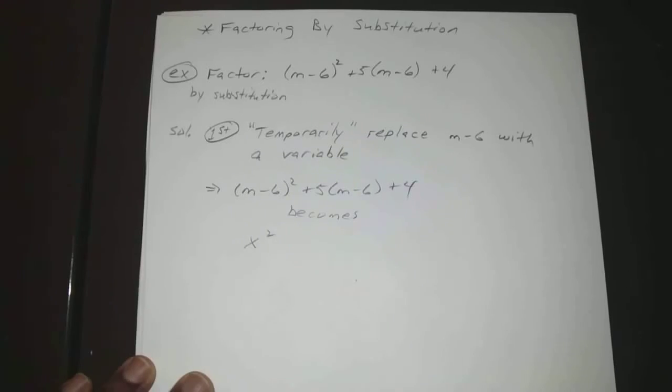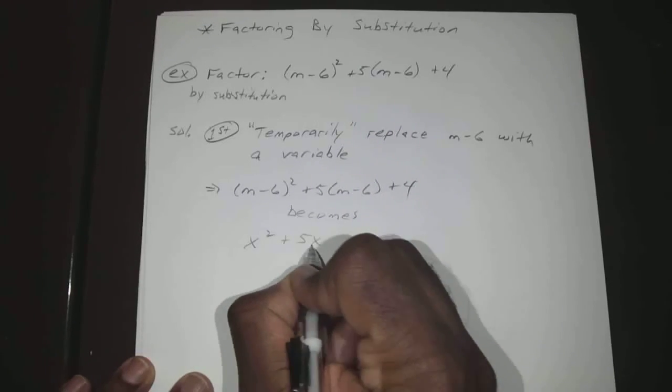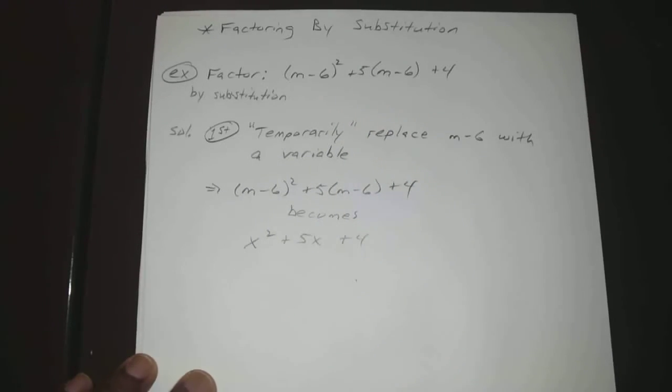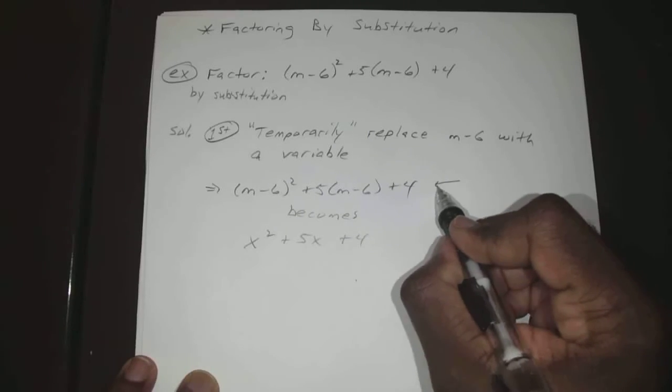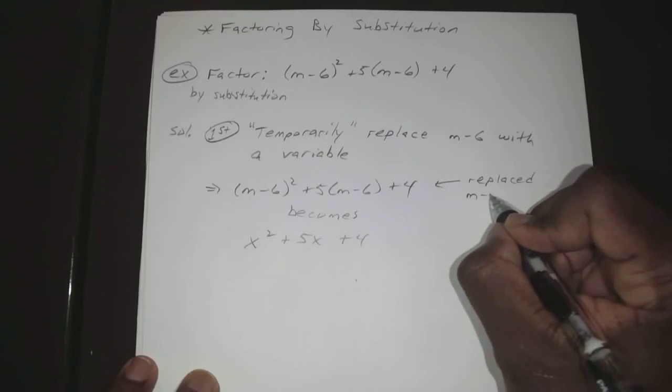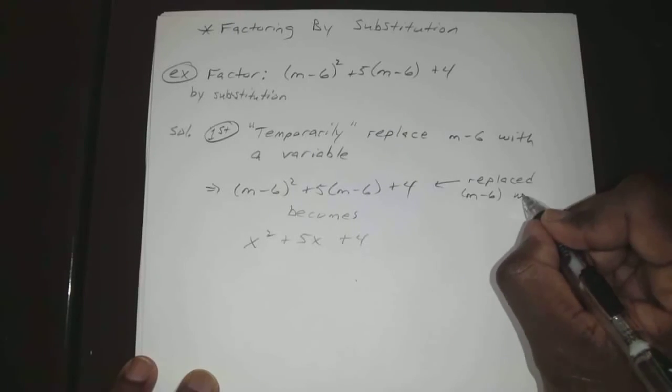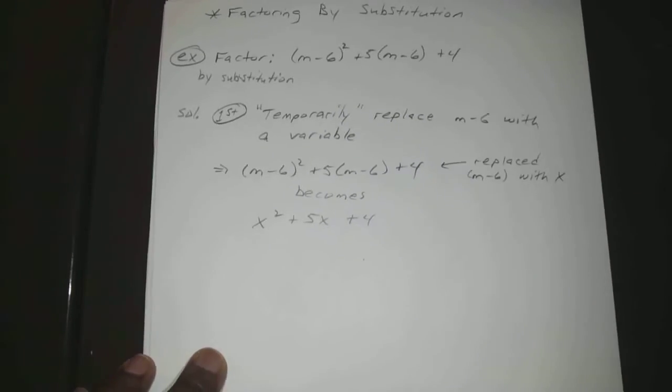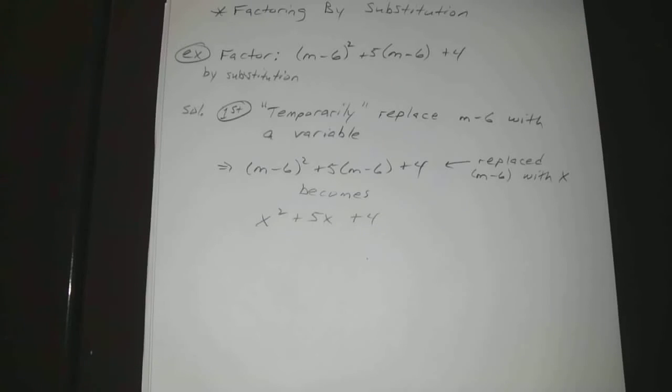Say x squared plus 5x plus 4. So all we did was replace m minus 6 with x. Okay. Now once you do that, you just go ahead and factor like you've done before.